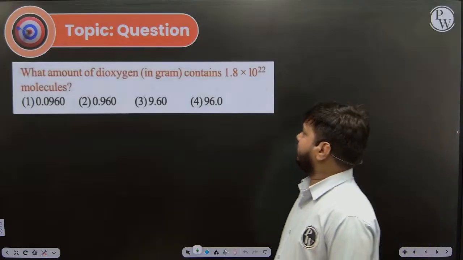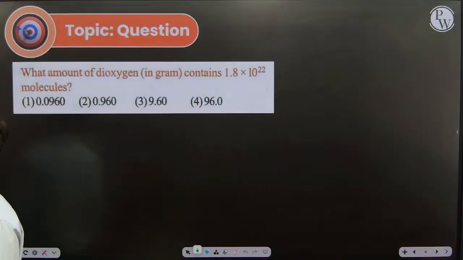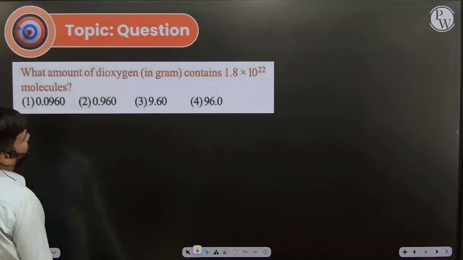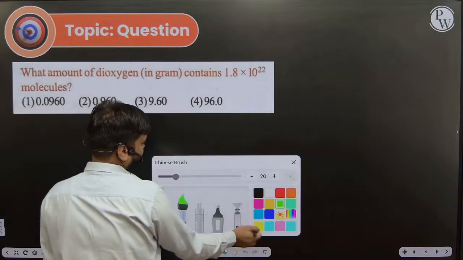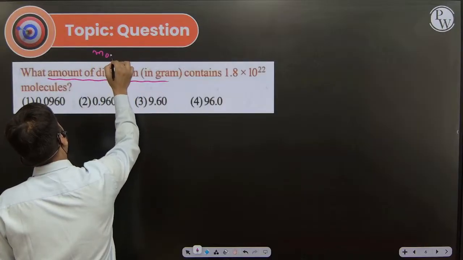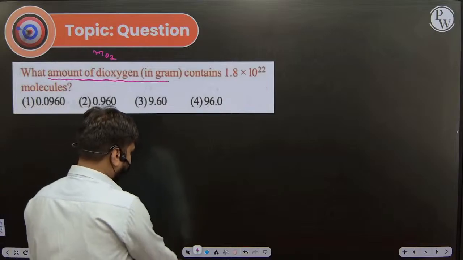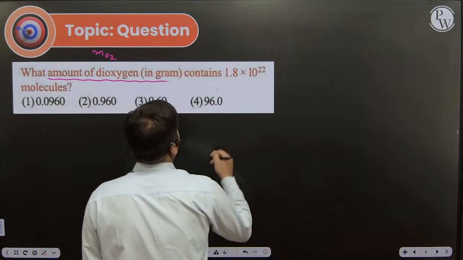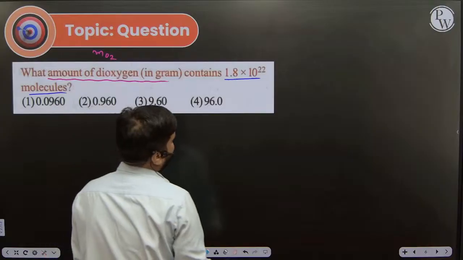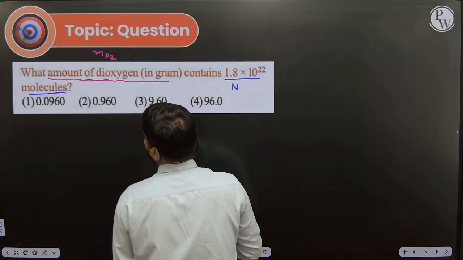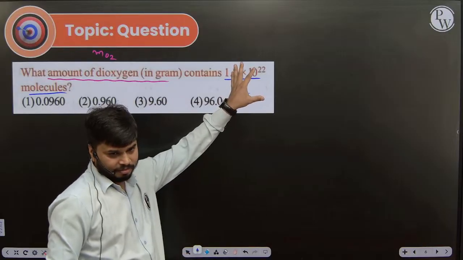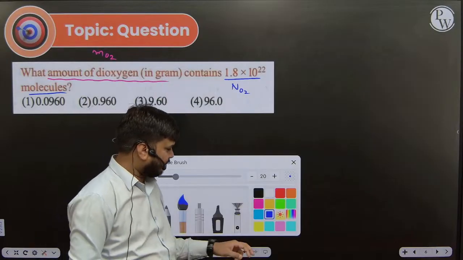Okay, so this is the question in front of us, and we have to understand first what they are asking. The question is, what amount of dioxygen, in grams? So basically they are asking about the mass of O2, which contains 1.8 into 10 to the power 22 molecules. So here you have been given the number of particles of dioxygen, and they are asking what is the mass of these many particles. So we can calculate it definitely.